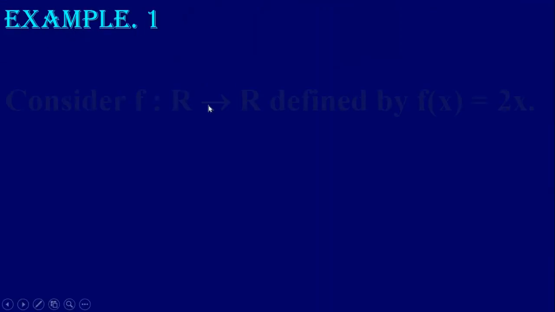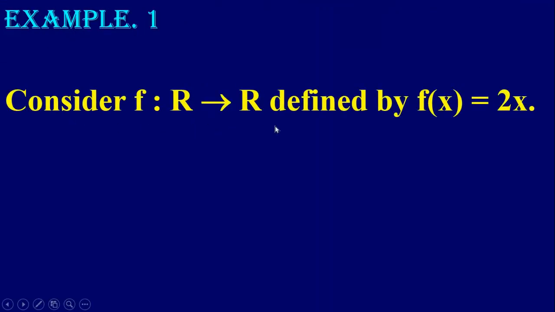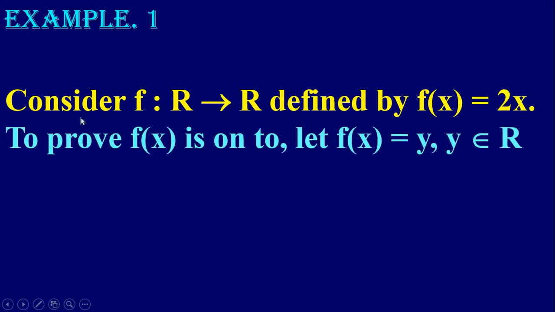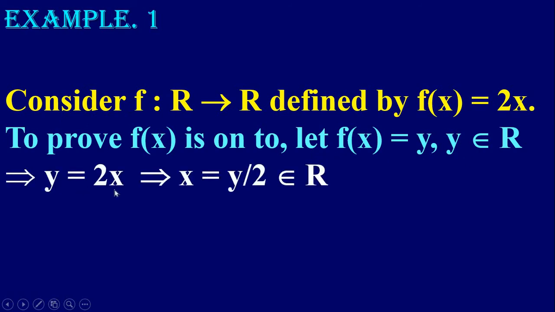We consider some examples. First example, consider a function f from R to R defined by f of x equals 2x. Here the function is from real numbers to real numbers. To prove f of x is onto, take f of x equal to y and y belongs to R. Now we take y equals 2x. That implies x equals y by 2. Now y by 2 is also a real number. So x equals y by 2 and y by 2 belongs to R. Therefore for every element a pre-image exists. So this function is onto, so f of x is onto.